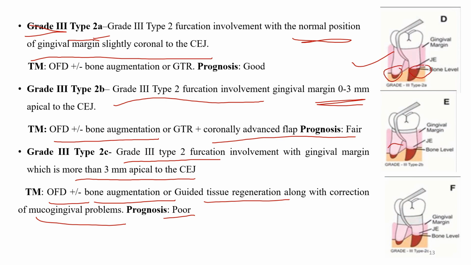Now here you can see again that horizontal as well as vertical components are involved everywhere. So that means it is type 2, and grade 3 because through and through furcation involvement is there. So grade 3 type 2 in all three of the subtypes is the same. Only the change is in the gingival margin position.